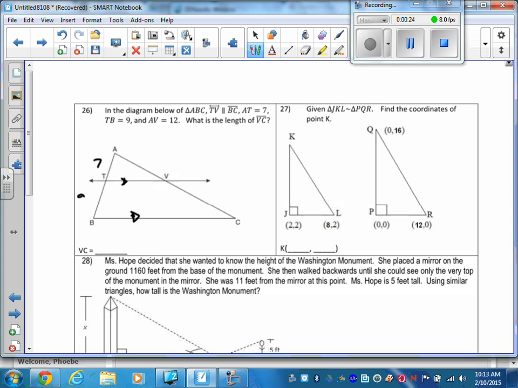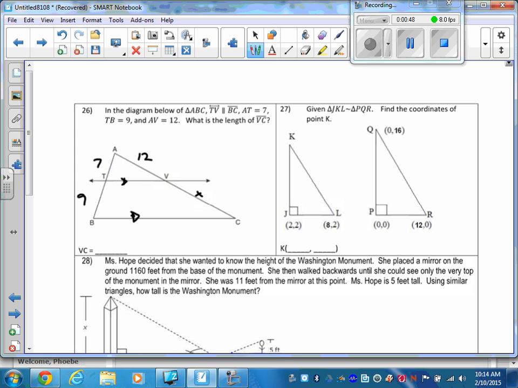TB is 9. AV is 12. And they want to know the length of BC. So here again, we could use those corollaries, but the method that I'm going to show you is one that always works. So I'm going to call this piece X, okay?